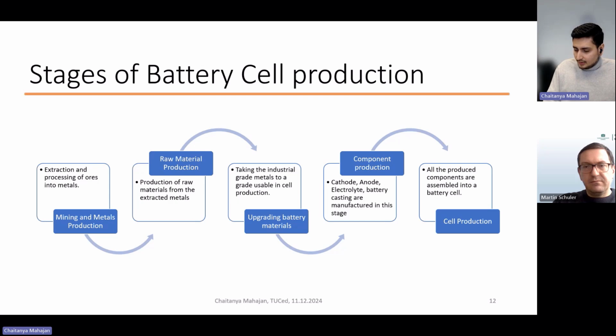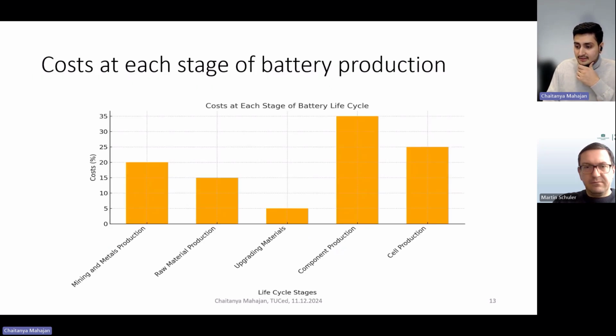In the next slide, you can see the costs associated with each stage of battery production. The first stage, mining and metals, is about 20% of the total costs. The next stage, raw material production, where these ores are processed, is about 15%. The third, upgrading of these ores into battery-grade components, is about 5%. The fourth, component production, is the biggest cost driver in the battery production cycle, at 35%. And in the end, we have cell production, which is around 25% of the total cost in a battery life cycle.